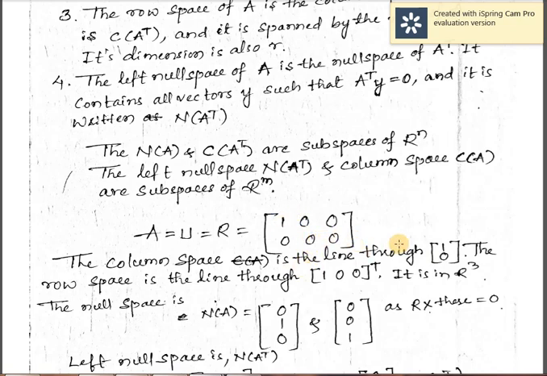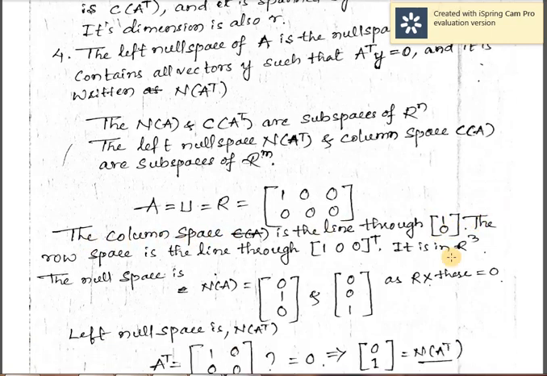So 1, 0 is the column space of this matrix, and also all the multiples of 1, 0. If it is multiplied by 2, we get 2, 0. If it is multiplied by minus 1, then minus 1, 0. If multiplied by minus 2, then minus 2, 0. These are all in the column space, but they are all obtained by multiplying 1, 0 with a constant. So 1, 0 is the column space.